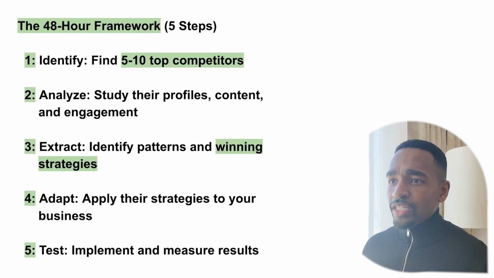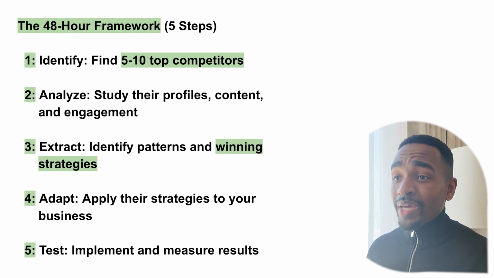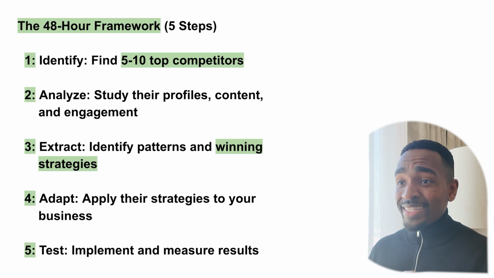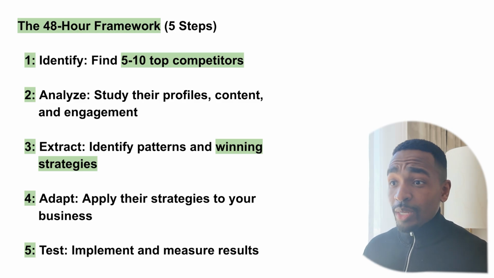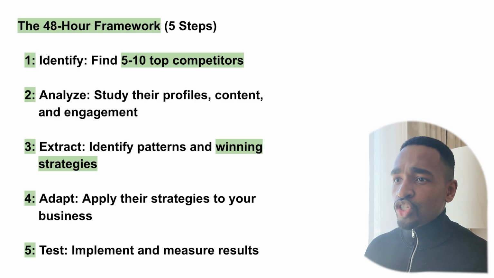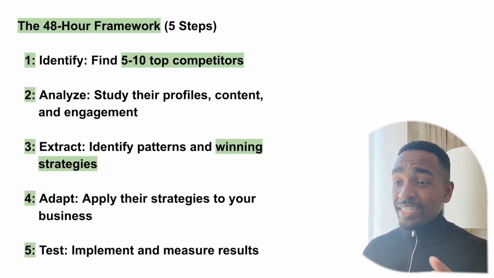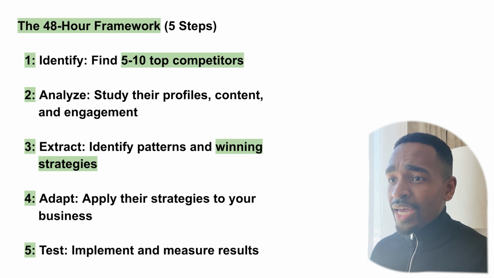The first is to identify, so find the 5 to 10 top competitors in your niche. The second step is then to analyze, study their profiles, content, and engagement. The third step is to extract, so to identify patterns and winning strategies. The fourth step is to adapt, to apply their strategies to your business. And the fifth step is to test, implement, and measure results. And this entire process can be done in 48 hours. And by the end, you'll have a proven blueprint for success.